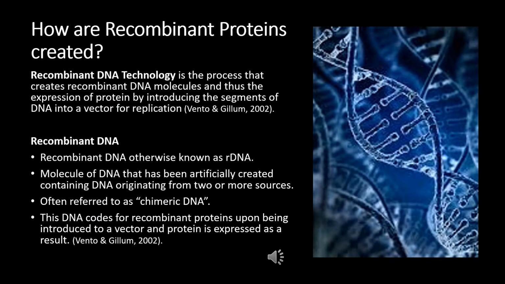Recombinant DNA technology is the process that creates recombinant DNA molecules and thus the expression of protein by introducing segments of DNA into a vector for replication. So recombinant DNA is otherwise known as rDNA or in vitro recombination, and it's a molecule of DNA that has been artificially created containing DNA originating from two or more sources. For this reason, it is often referred to as chimeric DNA, and recombinant proteins are expressed and produced as a result of this recombination.